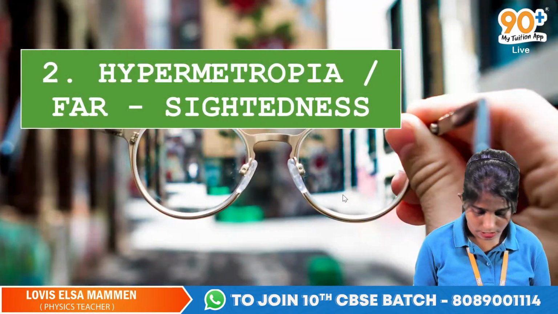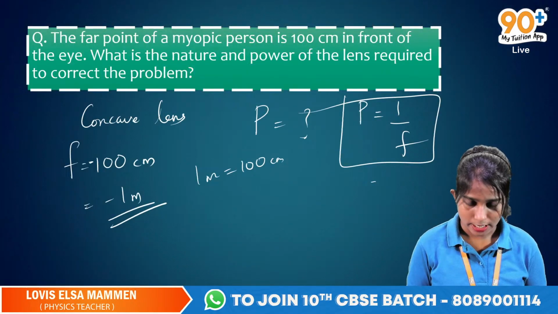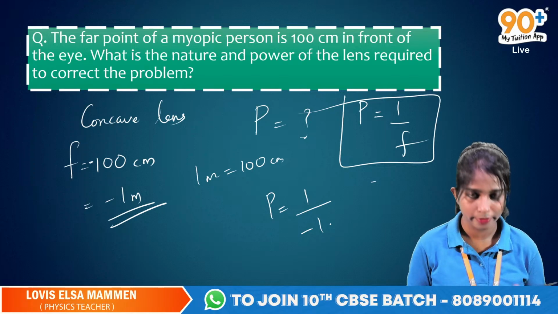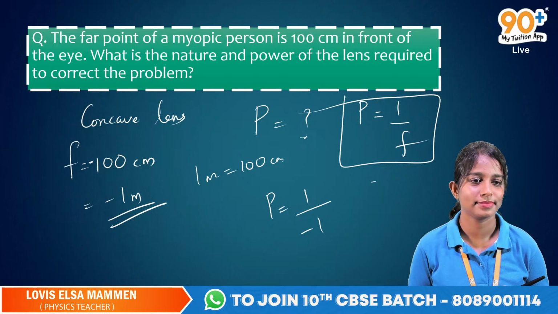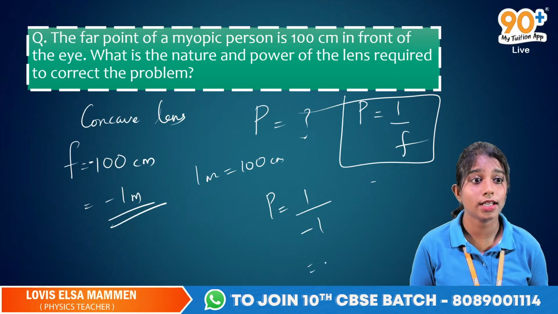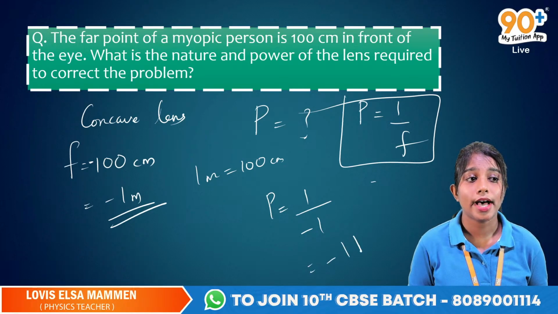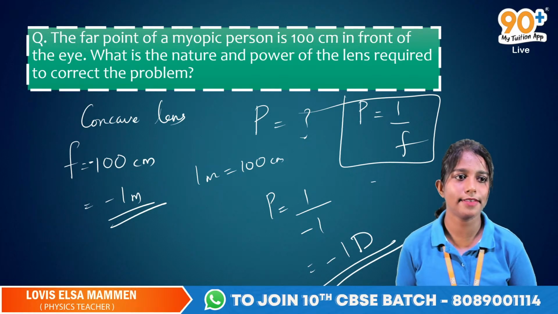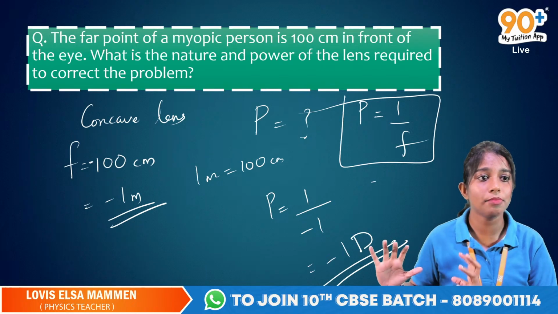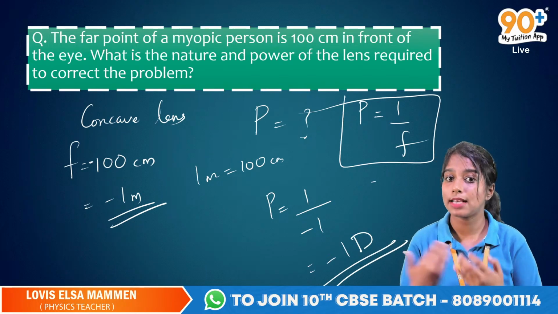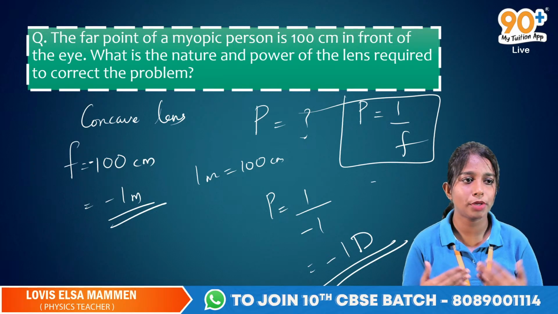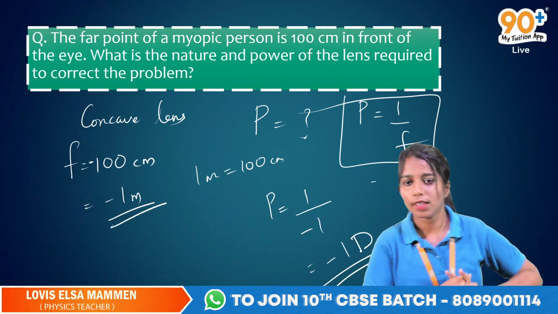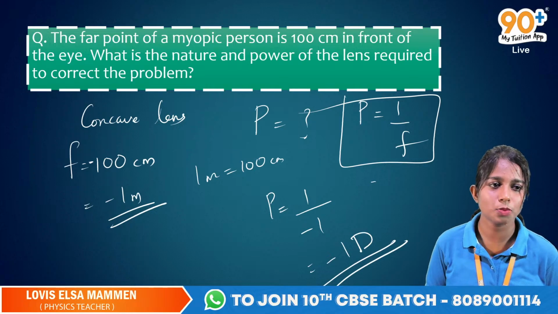So power is equal to 1 by minus 1. Simple, isn't it? Minus 1 diopter. Diopter is the unit of power. Got it? Everyone understood? Equations are very important. Questions can be asked in this way, combining chapter 1 and chapter 2. Shall we continue with the next portion?